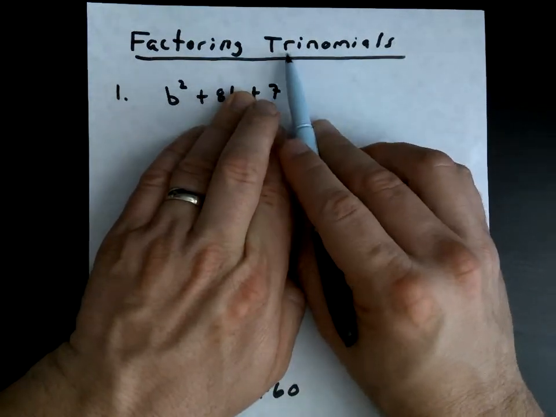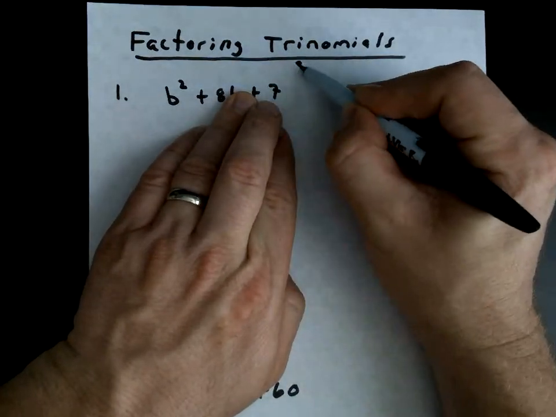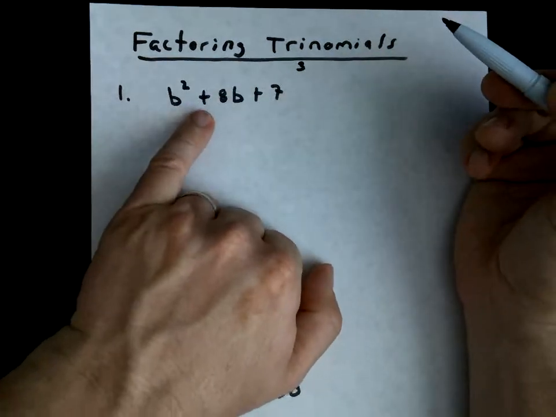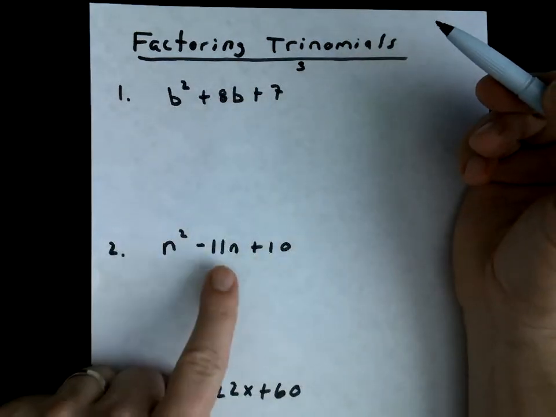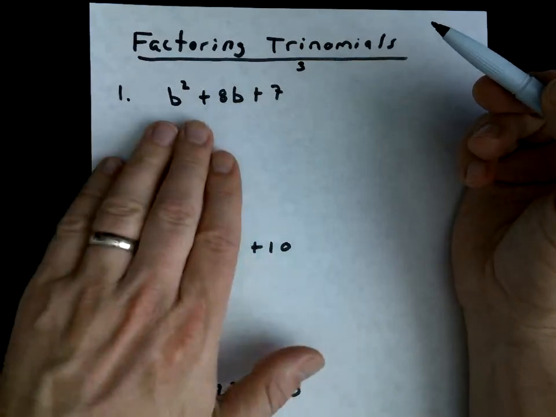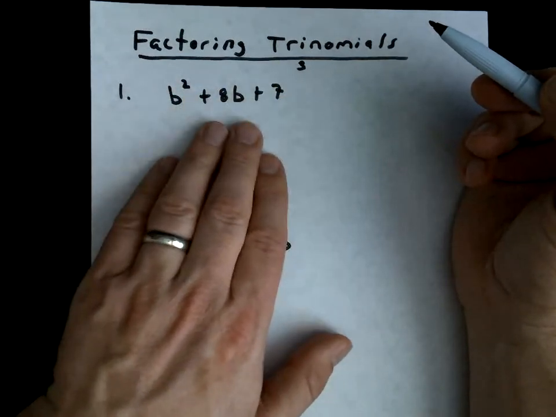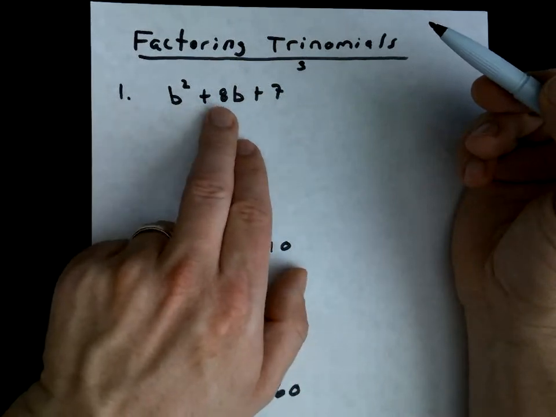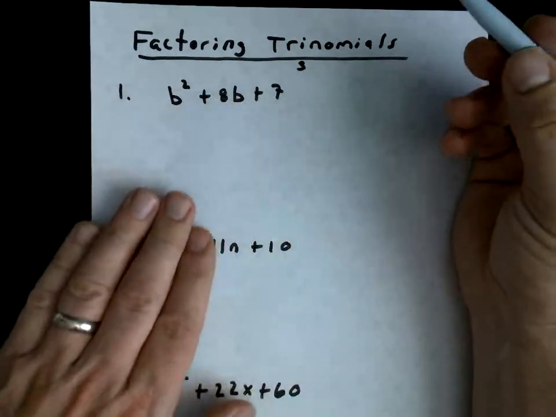Remember, trinomial, or tri, means three. So you have one, two, three terms. That's what trinomial means. It means you have a term here, term there, so you have three.